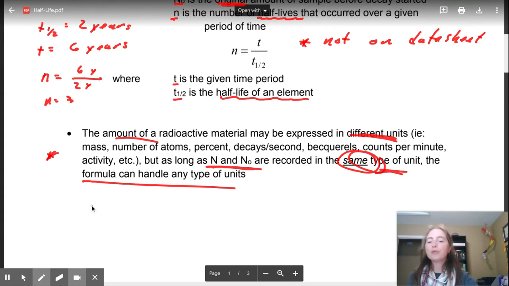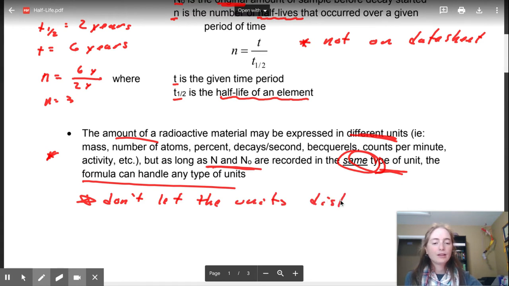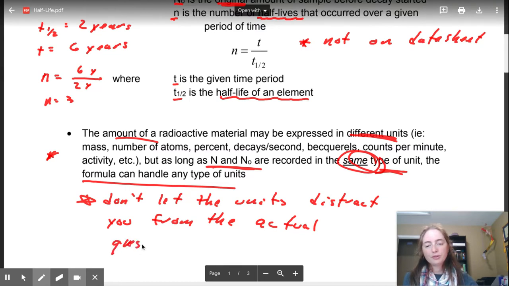So the big thing here with this one is don't let the units distract you from the actual question. Sounds good, guys? Cool beans.